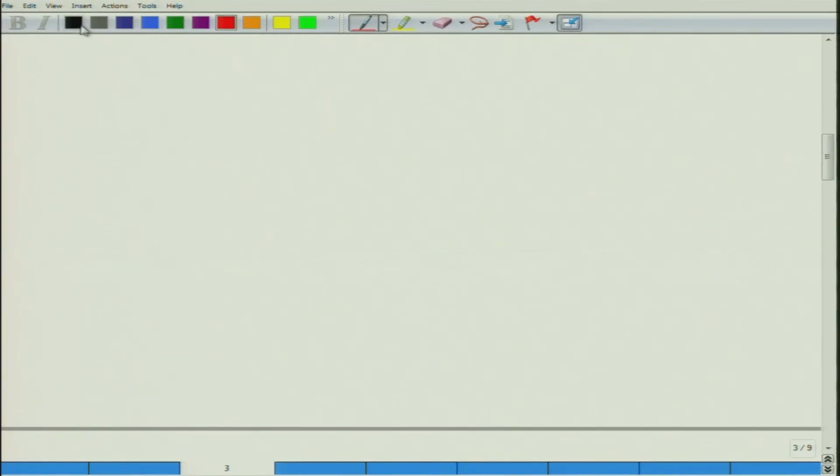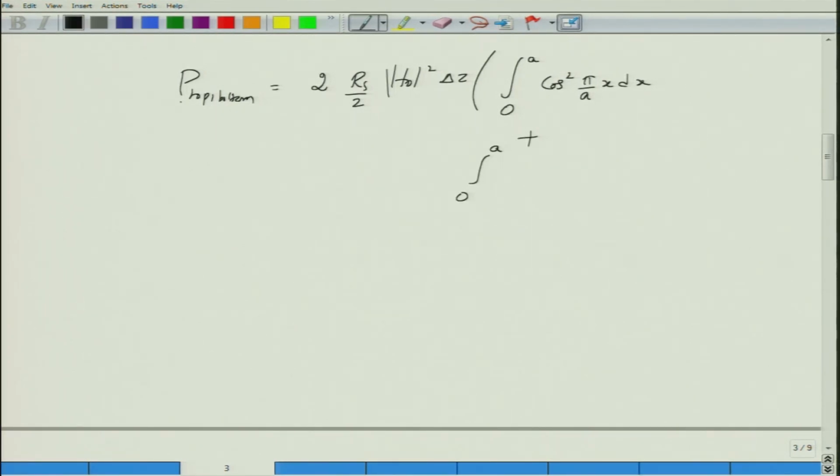So, if you find out the power lost because of the top and bottom walls, so let us call this as the top and bottom walls, that would be twice. This is the total power that is being lost. So, 2 Rs by 2 anyway exists, the constant H0 square would come out, and then integration over z will simply pull out delta z, but whatever the integration that you have, in terms of this one, that would still be present. So, you have integral 0 to a cos square pi by a x dx, and this entire thing, integral 0 to a sin square pi by a x dx.